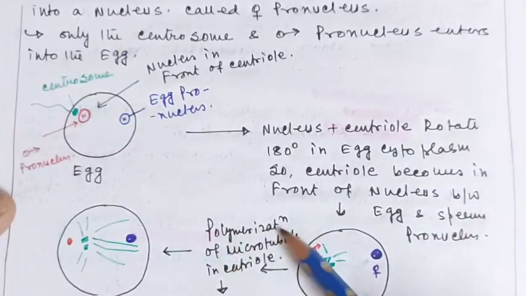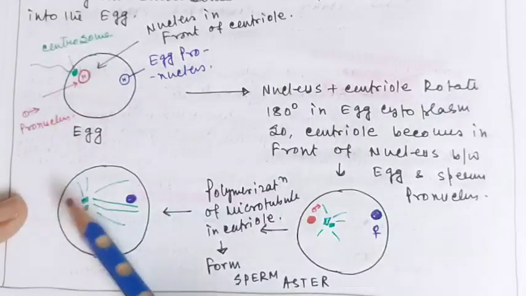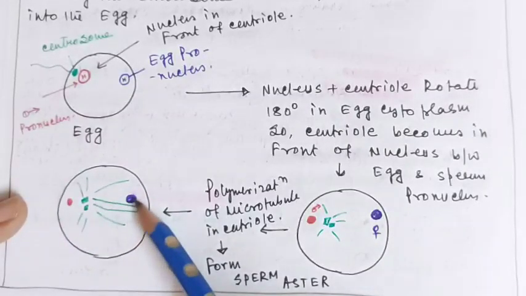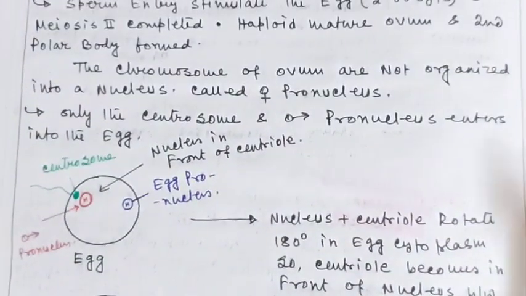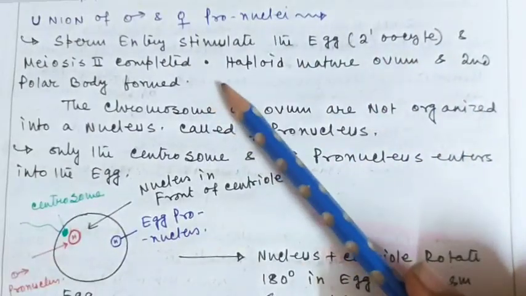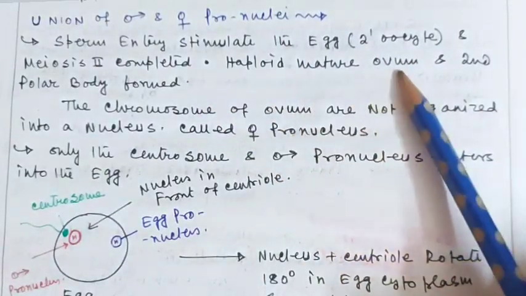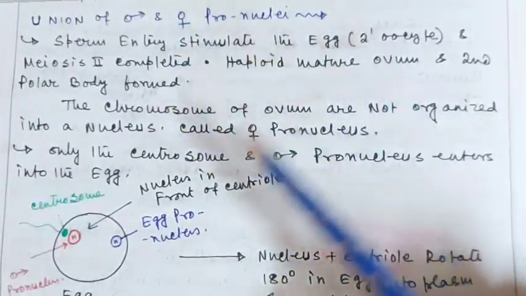Now the polymerization of the microtubules in the centriole will form the sperm aster, and through this sperm aster the male pronucleus moves towards the egg pronucleus, and ultimately the male pronucleus and egg pronucleus will be united to form a diploid zygote. Then the sperm entry stimulates the egg, or the secondary oocyte, and meiosis II is completed, and the haploid mature ovum and the second polar body are formed during meiosis II cell division.